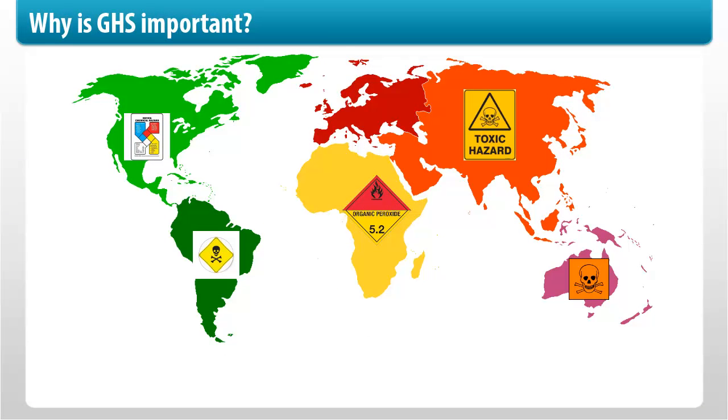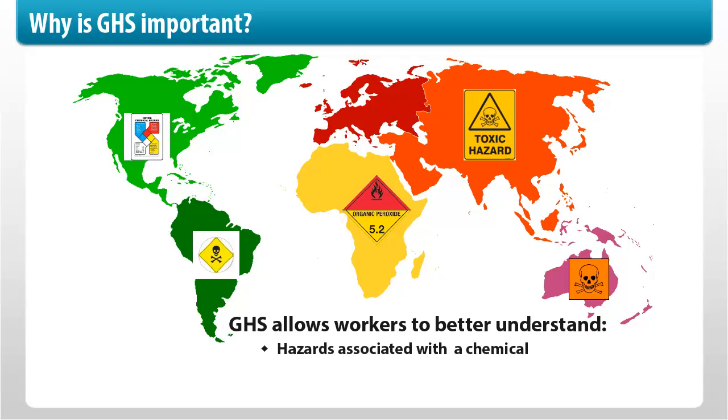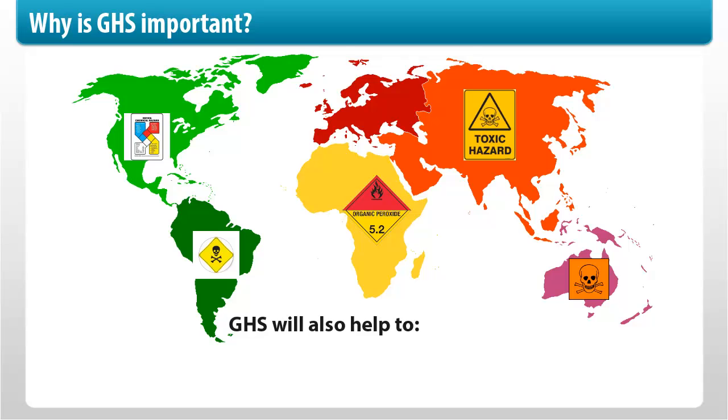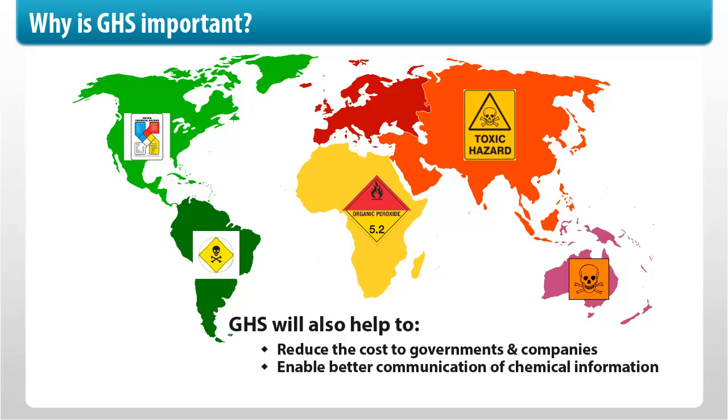Currently, every country has a different system for communicating chemical hazard information, with little or no consistency between the systems. Without global standards, different regions of the world use different symbols to communicate that a substance is hazardous. With the new GHS, Globally Harmonized System Standard, workers can better understand the hazards associated with a chemical, how to protect themselves, and what to do in the case of an exposure. GHS will also help to reduce the cost to governments and companies complying with different systems, enable better communication of chemical information, and increase international trade.